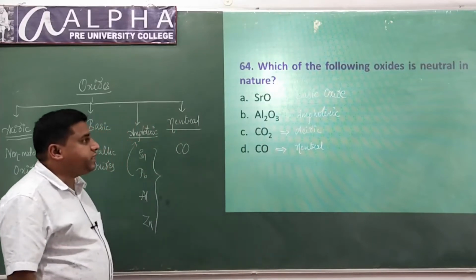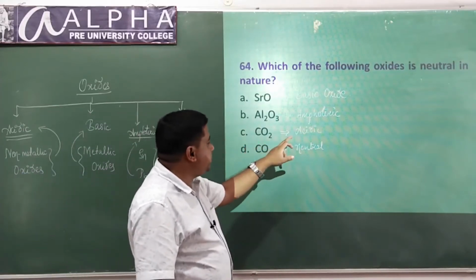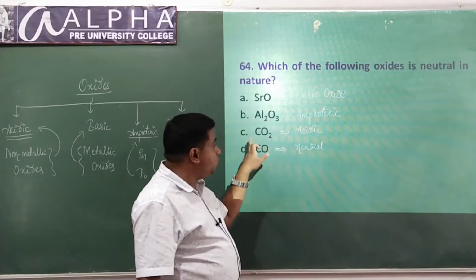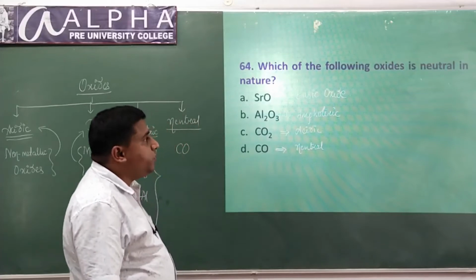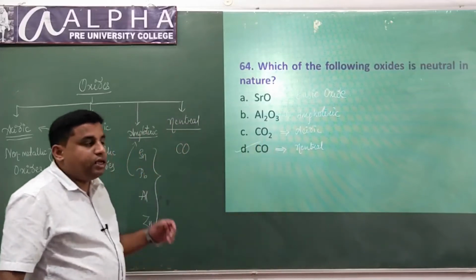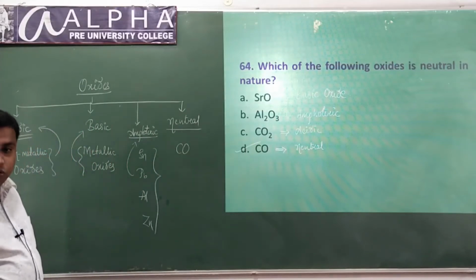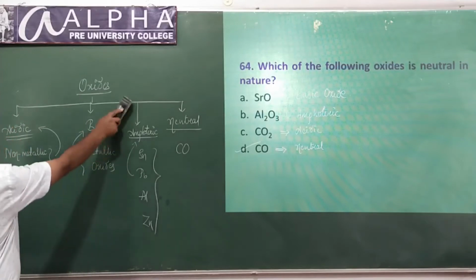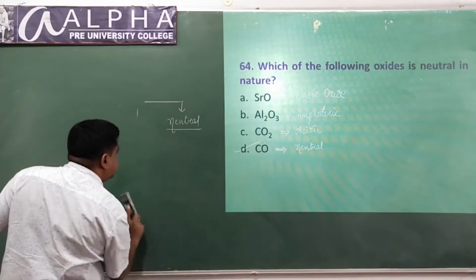So strontium oxide is a basic oxide, aluminium oxide is amphoteric, carbon monoxide is neutral, carbon dioxide is acidic. So the question is, which of the following oxides is neutral in nature? It is option D. Carbon monoxide is neutral in nature. Hope you have understood? Yes. Now let us move on to the next question.